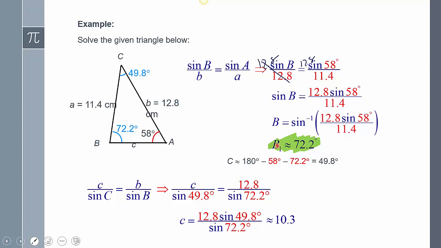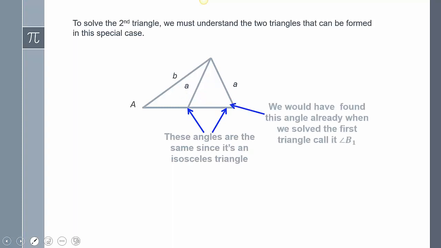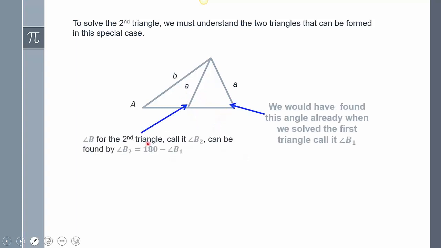I said this is important: the first angle that you find is important. To find the second angle, this is the trick. You take 180 degrees and you subtract it. So that's essentially how to find that angle. We have this one. How do we find that one? To find that missing one, you take 180 degrees and subtract the first angle that you found.